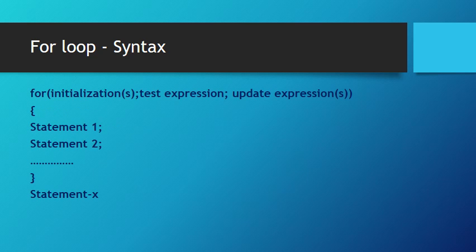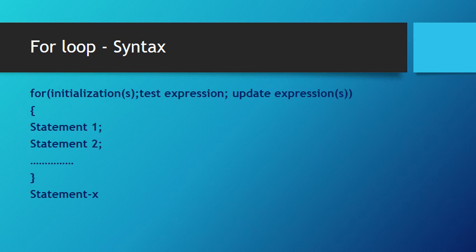First we will learn about for loop, and this is the syntax of the for loop. For initialization semicolon, next test expression semicolon and last update expression. Here the initialization part is executed only once, that is when the loop is executed for the first time. Next the test expression is evaluated and the body of the loop is executed only if the condition is true.